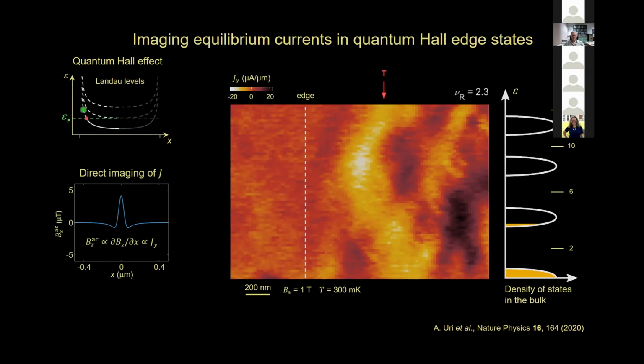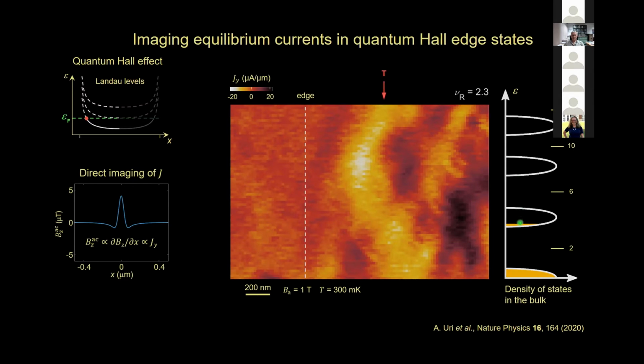So right now we're in this situation. We have one edge state. We expect one downstream current. These are the skipping orbits. And indeed, this is what we observe. We are now celebrating 40 years of quantum Hall, and this is the first time these equilibrium currents can be imaged directly. So far it fits our expectation.